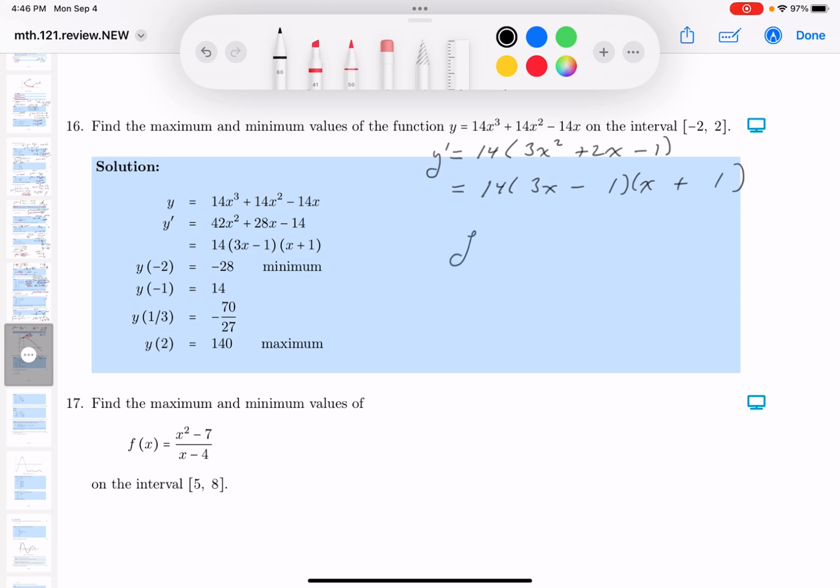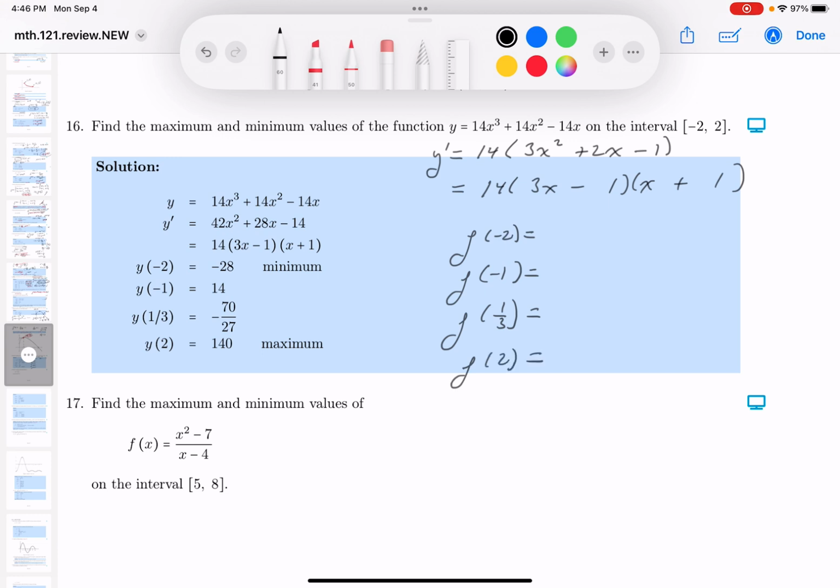So let's write this down. F of minus 2. What's the next point up? That would be minus 1. Then it's going to be 1/3. Again, minus 1 and 1/3 are the critical values on that interval. And then f of 2.